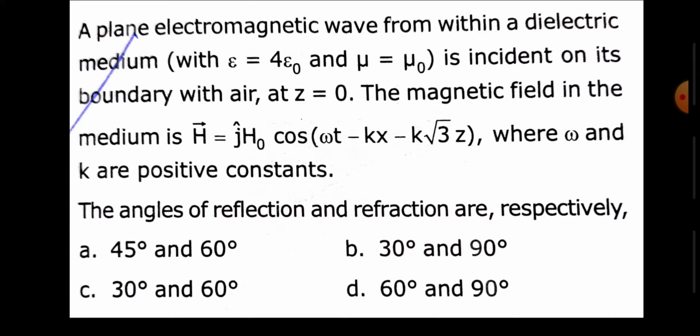The magnetic field is given. Don't get confused with this magnetic field; it is a common example of a distraction. This doesn't require the magnetic field evaluation or anything like that. I need to find the angle of reflection and refraction. So let's have a look at it.